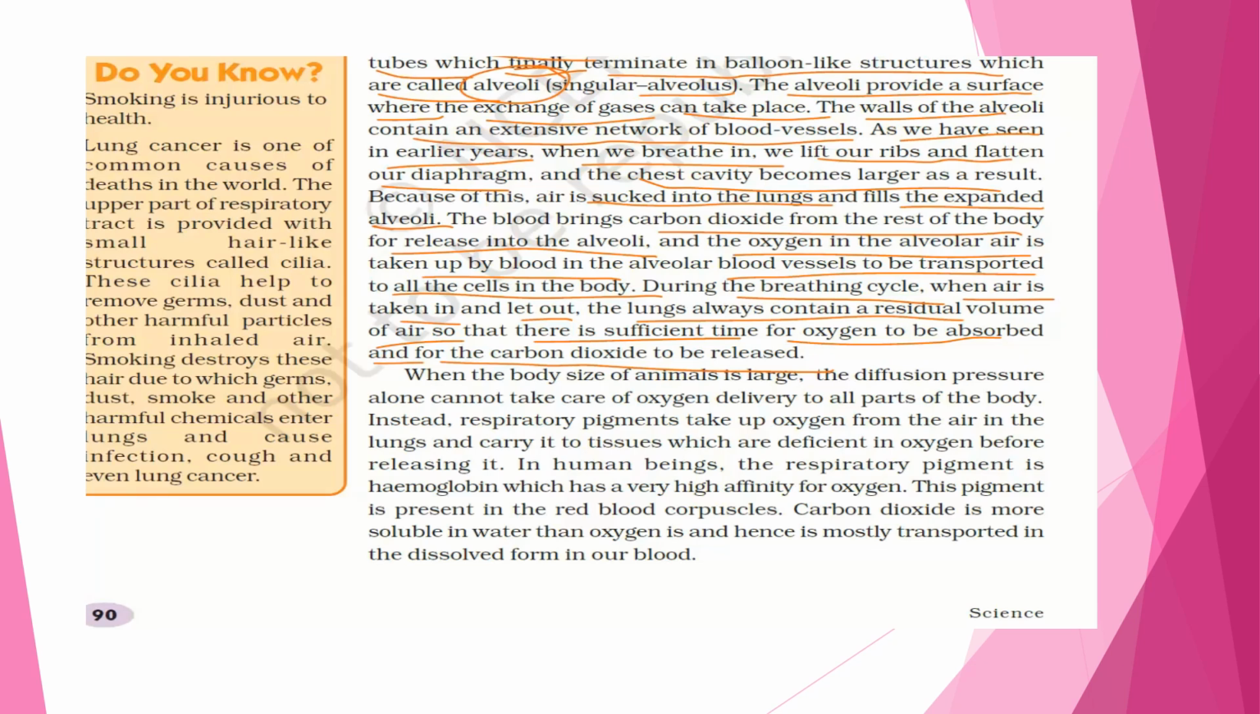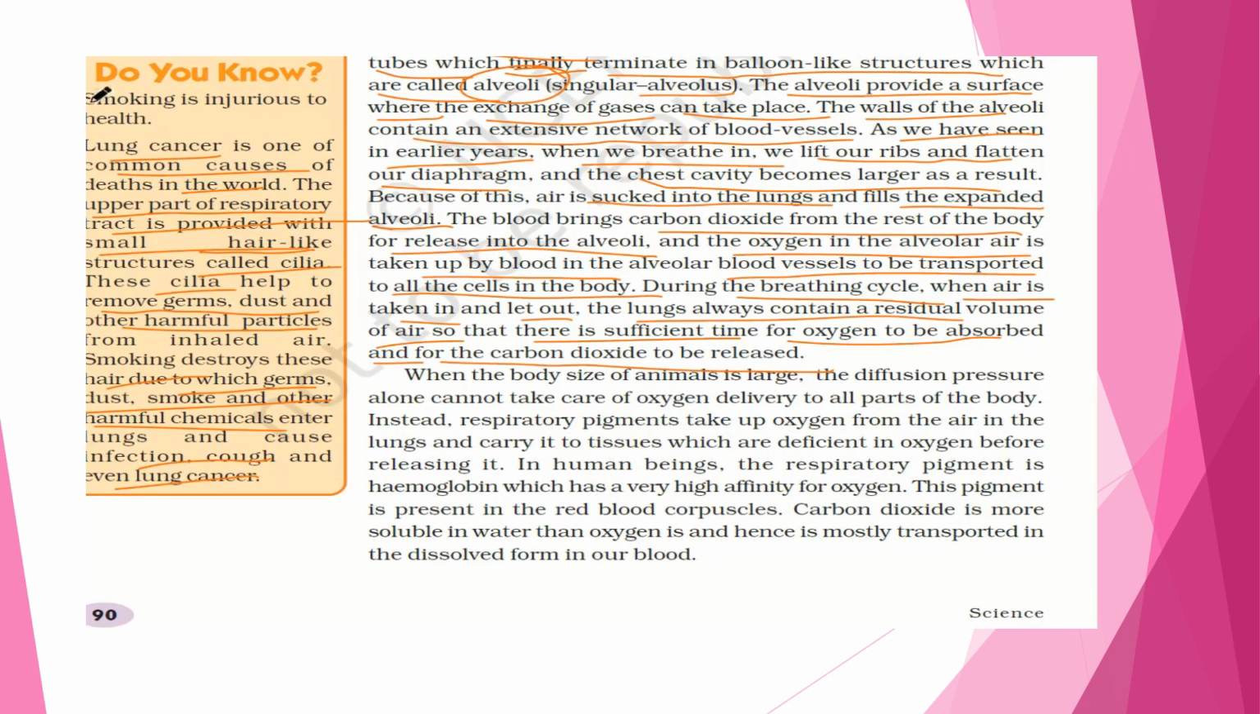Why? Lung cancer is the most common cause of death in the world, and the upper respiratory tract is provided with small hair-like structures called cilia. These cilia remove germs, dust and harmful particles. Just now I have told you, while discussing the respiratory system structure, what happens when you are smoking a lot: the cilia are destroyed and the germs, dust, smoke and other harmful chemicals enter the lungs, create lung infection and can even lead to lung cancer.